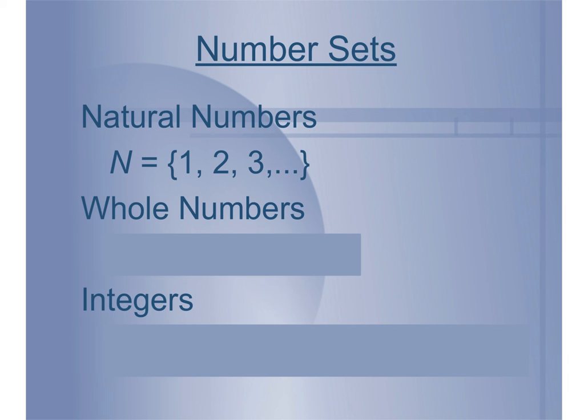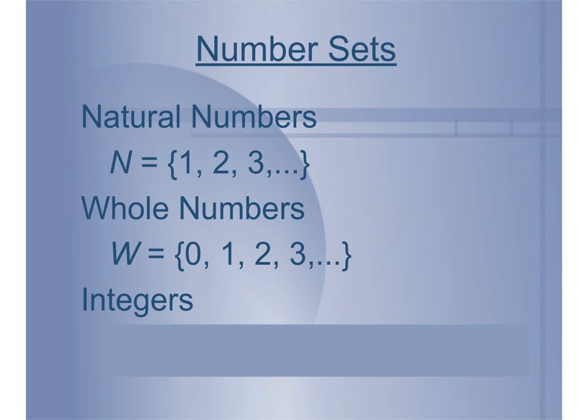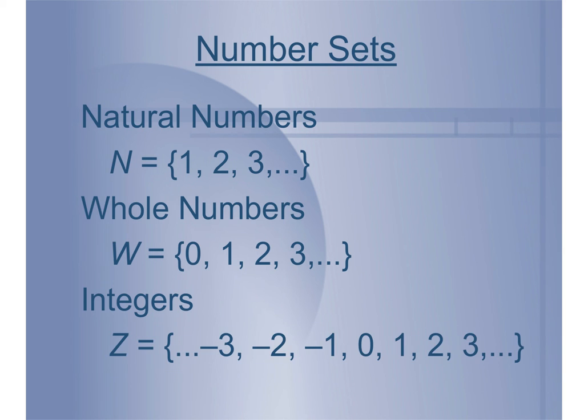Whole numbers. The only difference between whole and natural is it starts with 0. While you can't actually count 0 because there's nothing there to count, whole numbers include it. So natural numbers, 1, 2, 3. Whole numbers are 0, 1, 2, 3. And then you have what's called integers. The difference between whole numbers and integers is that integers include negative numbers.